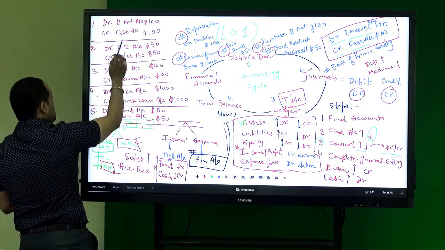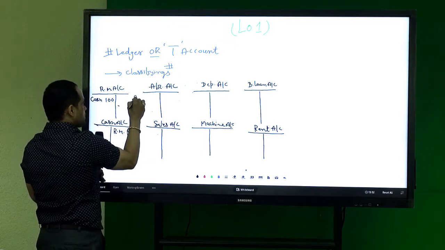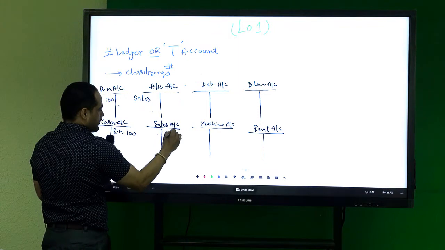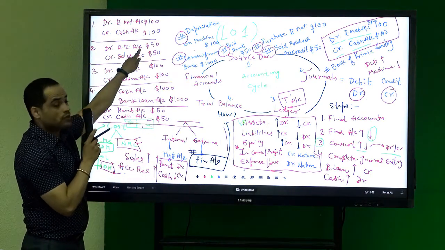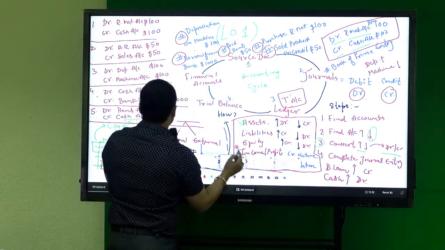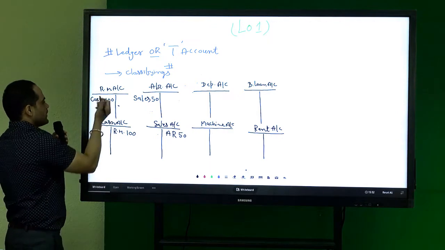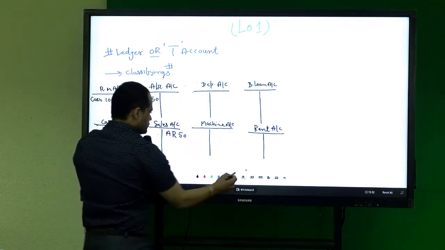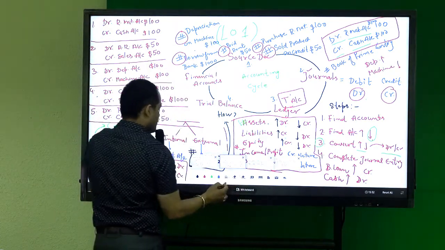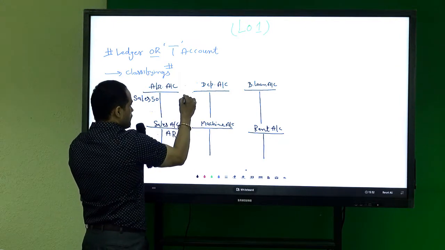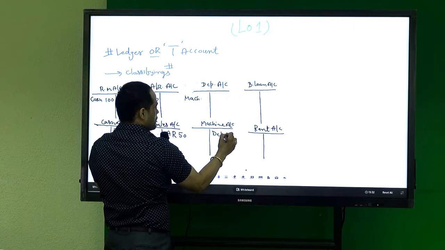Next, account receivable debit because of sales, and sales credit because of account receivable. The amount is $50. Next, depreciation debit, machine credit. Depreciation is debited because of the machine, and machine is credited because of depreciation. The amount is 100.